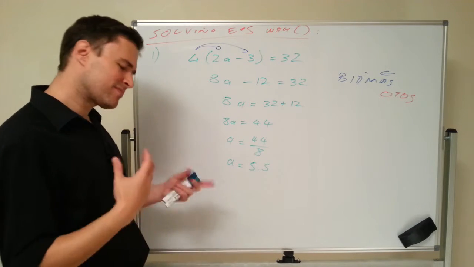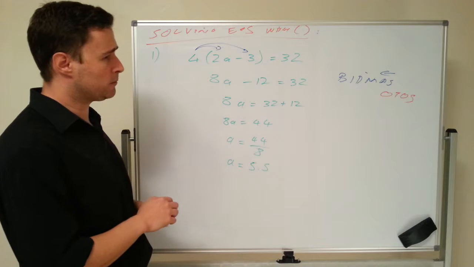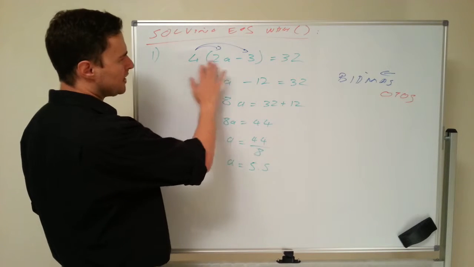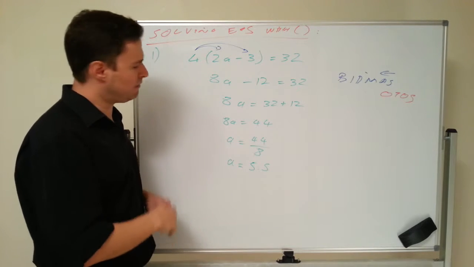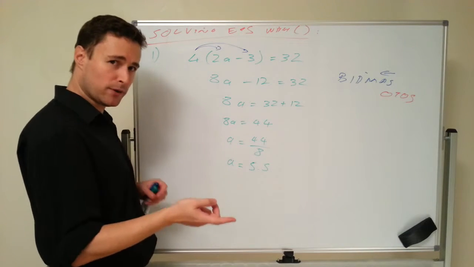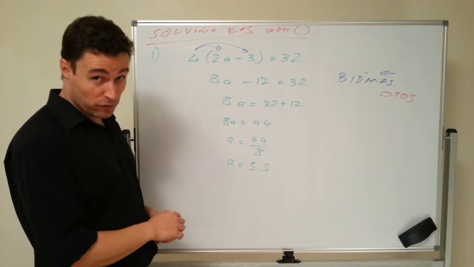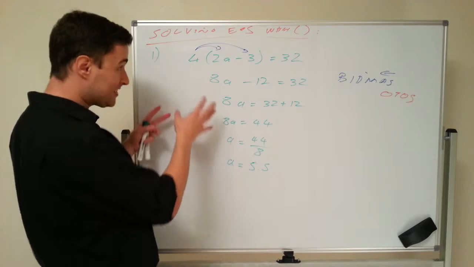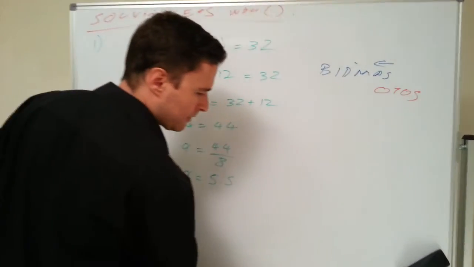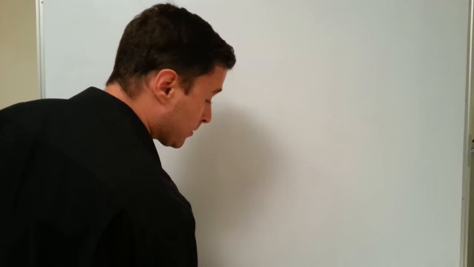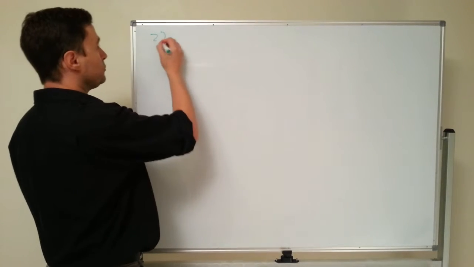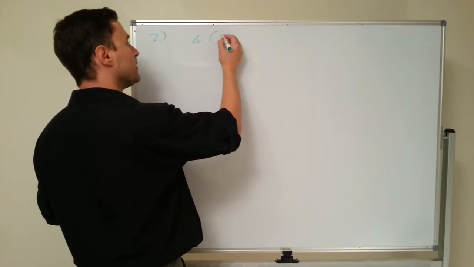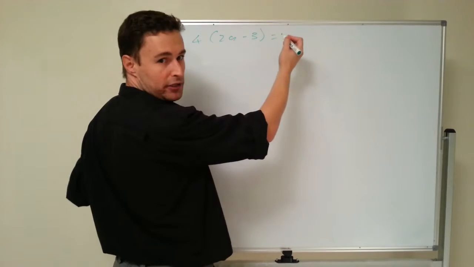The only iffy thing you'll see when I do the next option is that with this one, sometimes you'll get big numbers, and you have to work with big numbers like 44 divided by 8, which might not be the best thing. You'll see when I do the other way of doing it, that way would be better in this case, but you'll still get the same answer. So I'm going to look at the exact same equation, but solve it using a different method. Method number 2: 4 times (2a minus 3) equals 32.